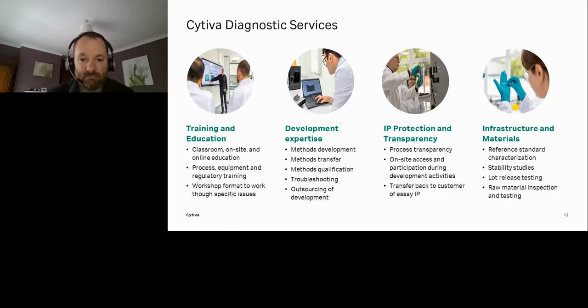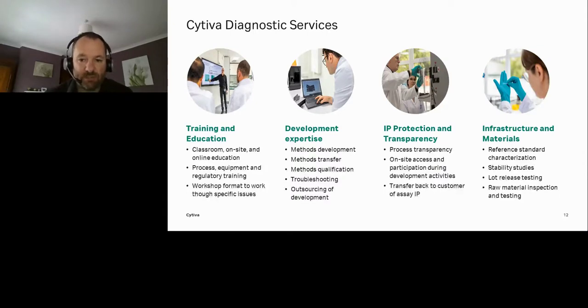Or it can even be shorter, little informal bits of work, like troubleshooting. So if you've got non-specific binding, or if you've got low sensitivity or accuracy of your test, we can help optimize that. And then finally, it's outsourcing of development. This is looking at the whole wing-to-wing of the process, taking it from that very early stage right the way through to a working manufacturing scale test, which we hand back to you. Obviously a lot more comprehensive work, but again, all in partnership and all in open transparency of working together throughout the process.